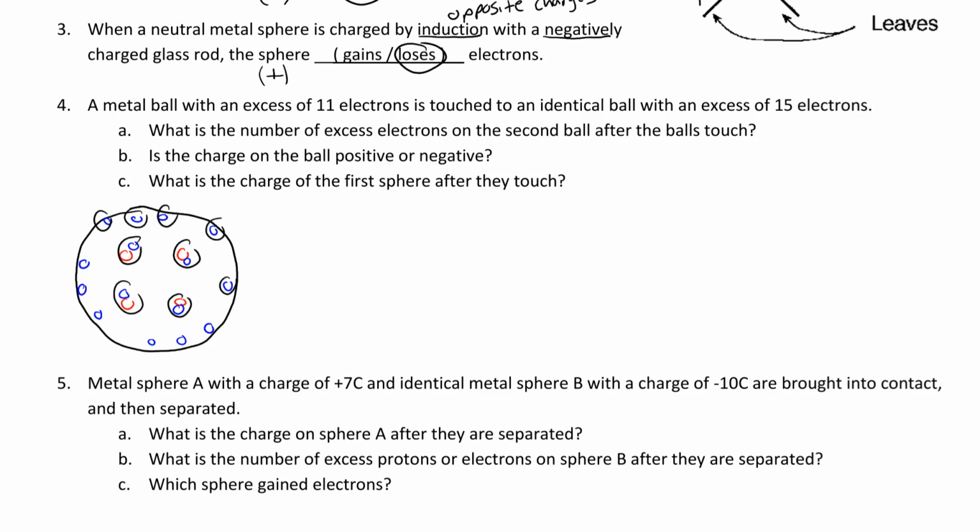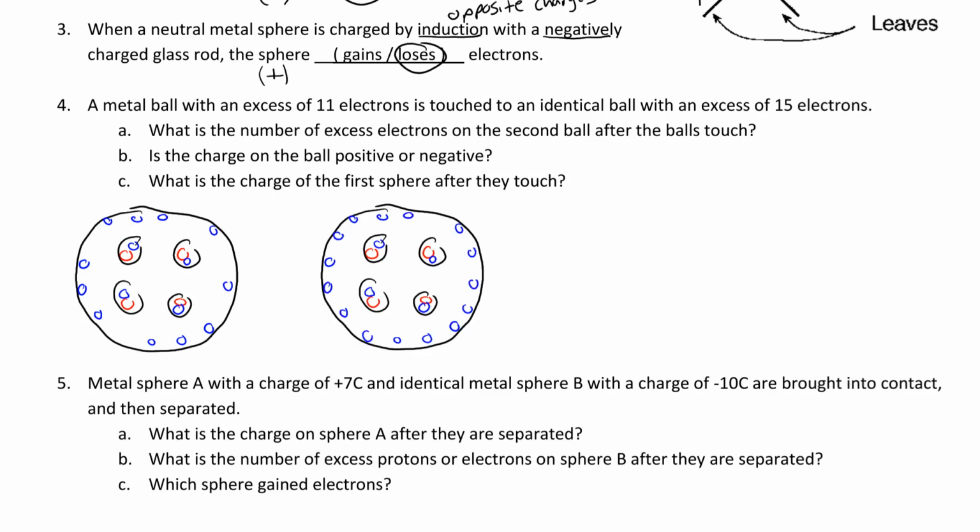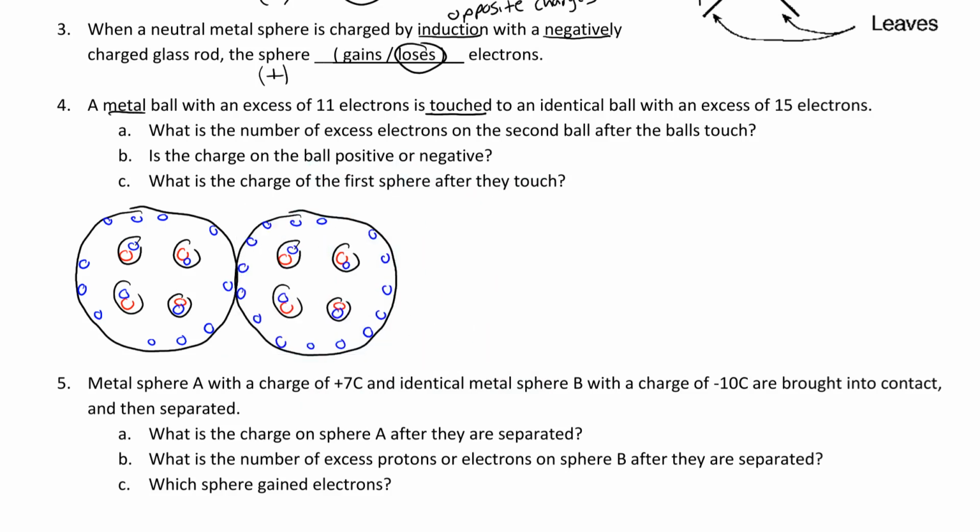So now I'll draw the other sphere that has 15 electrons on it. As you can see, this is even more negatively charged. There's more excess electrons on this. And it says that they touch each other, right? It's touched to an identical ball, and it's metal, so that means it's a conductor. As soon as you bring this into contact with the other one, since they're both metal, the electrons are free to move from one object to another. Since they're all repelling each other, they're going to try to become evenly distributed, but now they have both spheres to spread out.